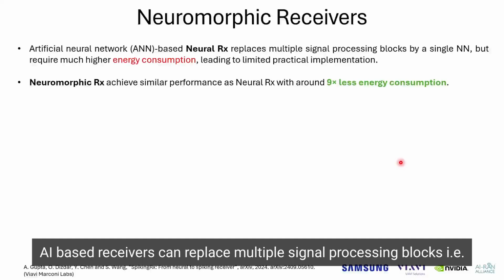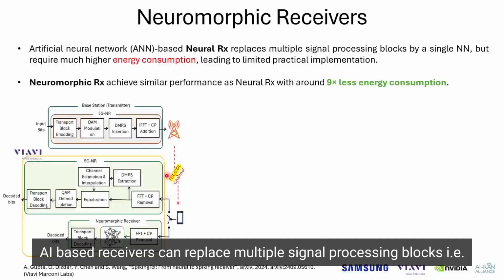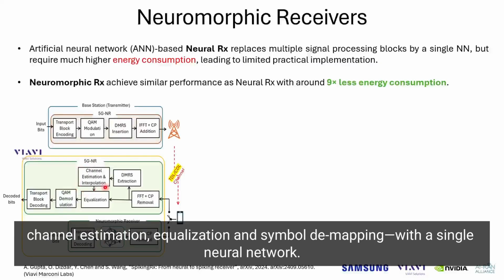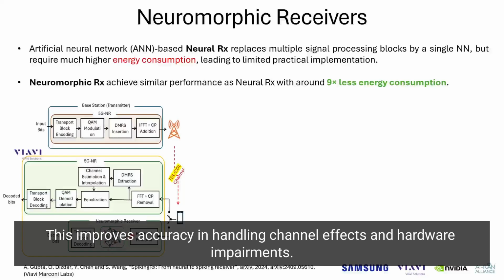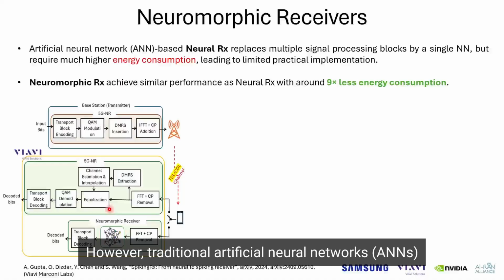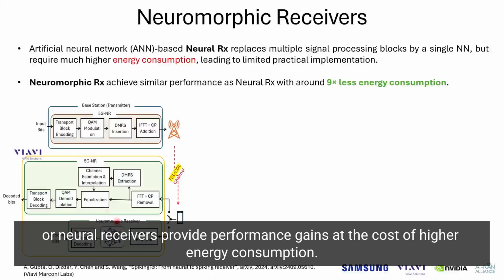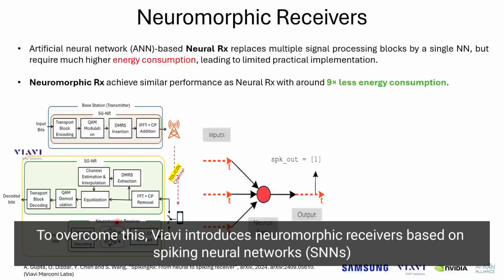AI-based receivers can replace multiple signal processing blocks, i.e., channel estimation, equalization, and symbol demapping, with a single neural network. This improves accuracy in handling channel effects and hardware impairments. However, traditional artificial neural networks, or ANNs, or neural receivers provide performance gains at the cost of higher energy consumption. To overcome this, VIAVI introduces neuromorphic receivers based on spiking neural networks, or SNNs.